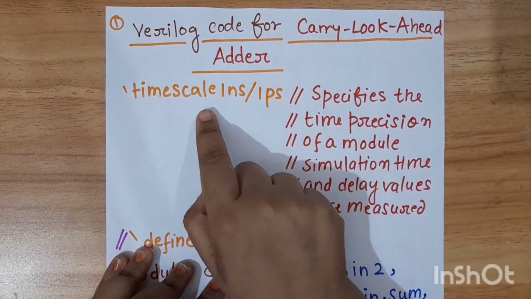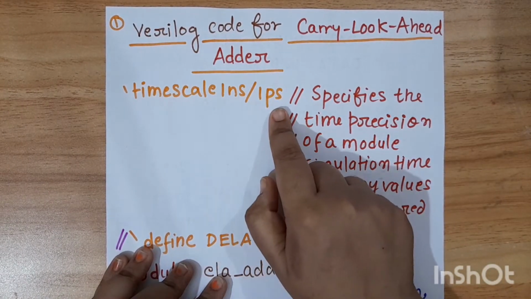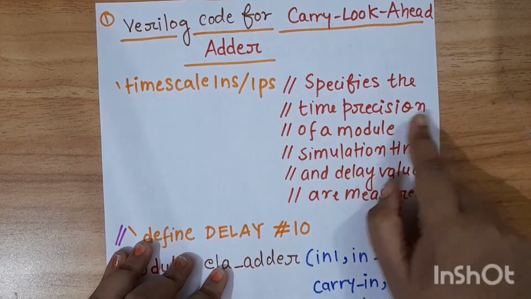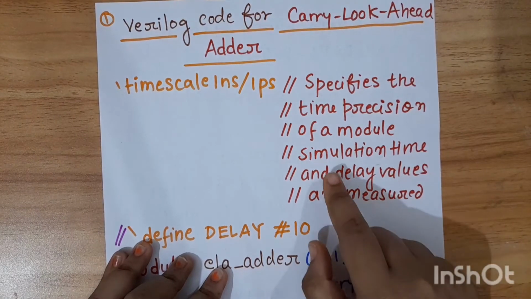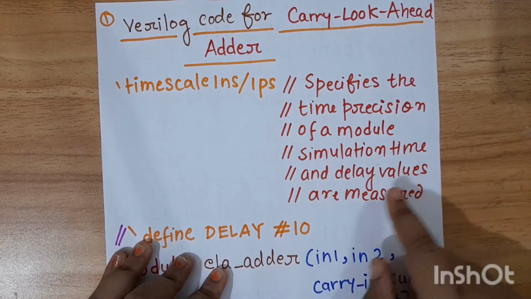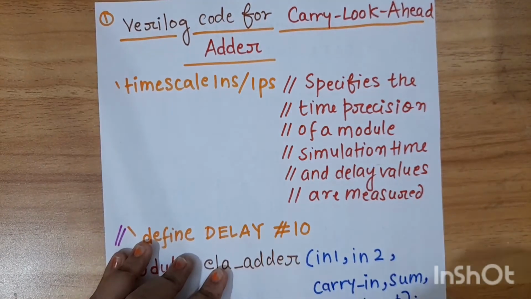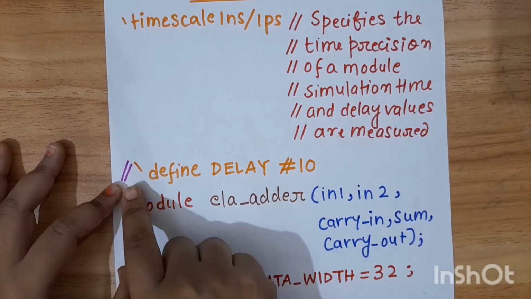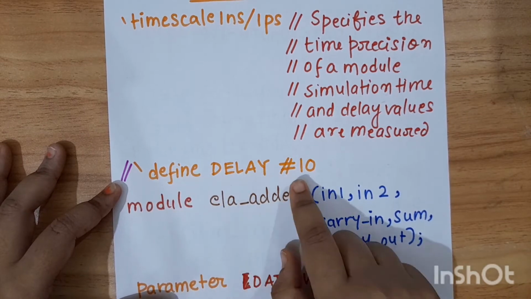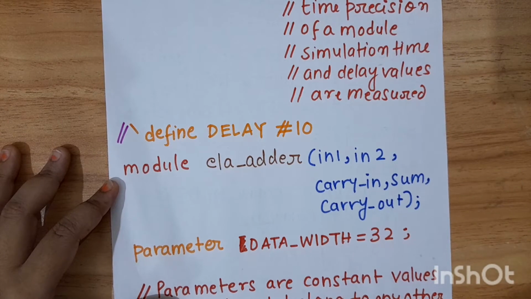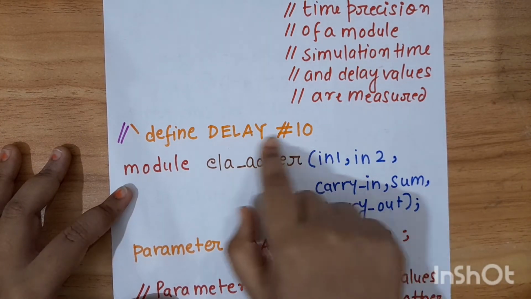Take timescale 1 nanosecond by 1 picosecond. The timescale specifies the time precision of a module, and simulation time and delay values are measured in correspondence with the timescale. Now I have commented out the defined delay #10. I have defined module CLA_adder. So this is the module name.